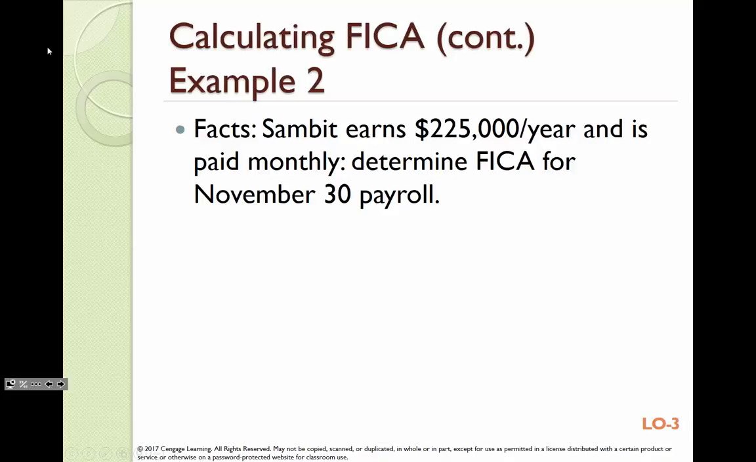So this was one I asked you to do on your own. Sambit earns $225,000 a year. He's paid monthly. Determine FICA for the November 30th payroll. So implicit in this is that he's paid how many times already this year? 10, right? Because he's paid monthly, and I'm running payroll on November 30th, so logically, backing into it, he's been paid 10 times this year. So you take 225 divided by 12 times 10, and that would give you his prior year-to-date gross.